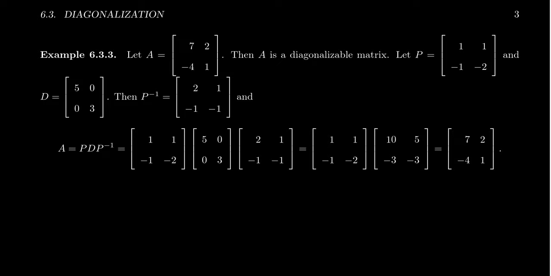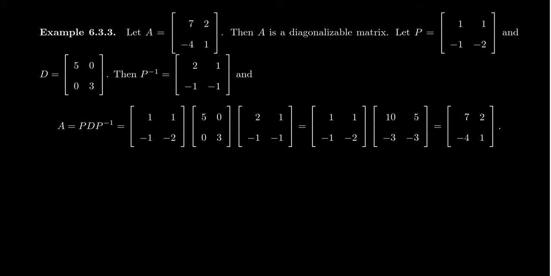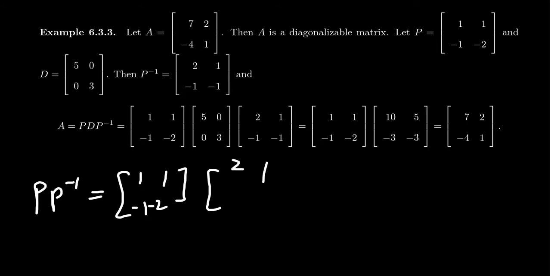So let's take this 2x2 matrix A right here. It'll be the matrix 7, 2, negative 4, 1. And using the non-singular matrix P, which is 1, 1, negative 1, negative 2. This is, in fact, a non-singular matrix here. You can see its proposed inverse is right here, 2, 1, negative 1, negative 1. And I can verify for us that these are, in fact, inverse matrices of each other. It's not too hard of a calculation. Don't forget the negative sign there. 2, 1, negative 1, negative 1.